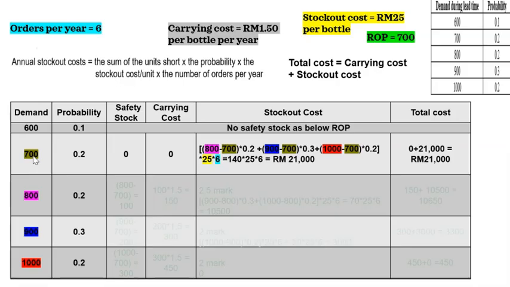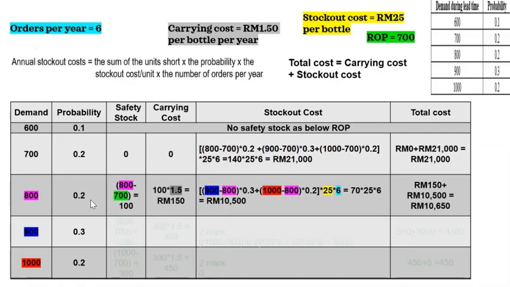So the carrying cost is 0 plus 21,000, so you get 21,000 ringgit for the demand 700. So let's calculate for the demand 800. Here we start to have safety stock because it's more than the ROP. So 800 the demand minus ROP 700, so you have 100 safety stock. Then you can start to calculate the carrying cost, 100 here times the 150, so you get 150 ringgit.